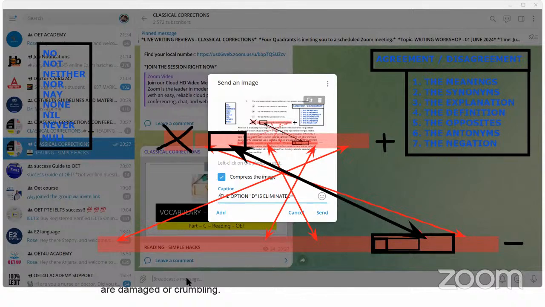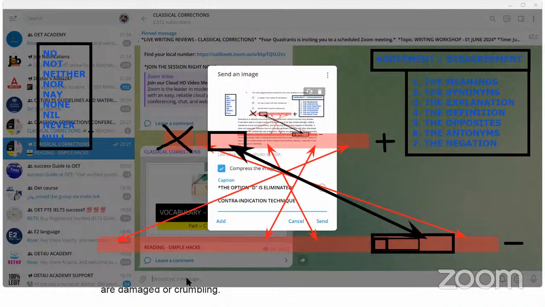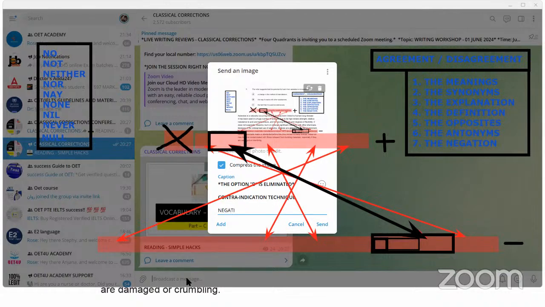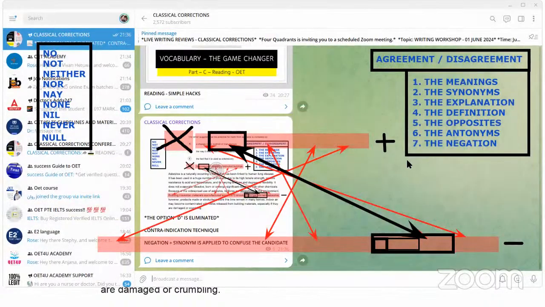The technique is the contra-indication technique. What is applied? Negation plus synonym is applied to confuse the candidate. So that's why you have to be very careful.